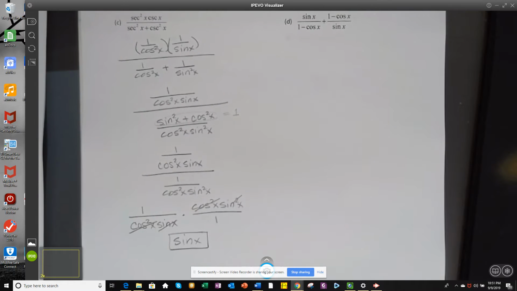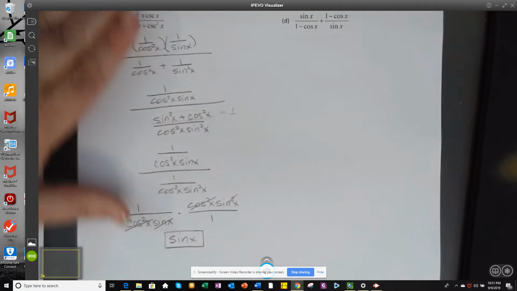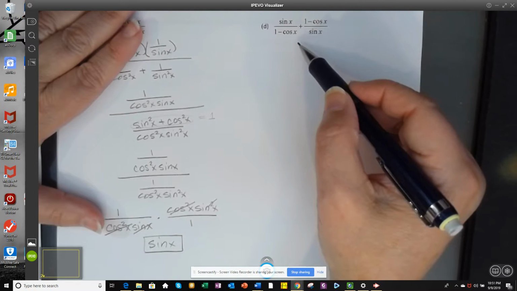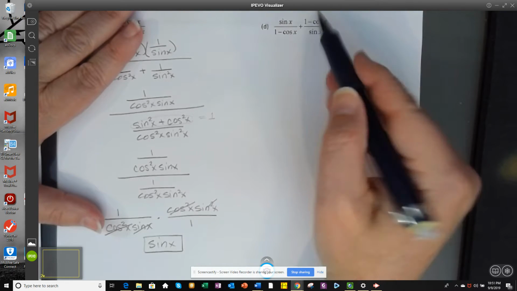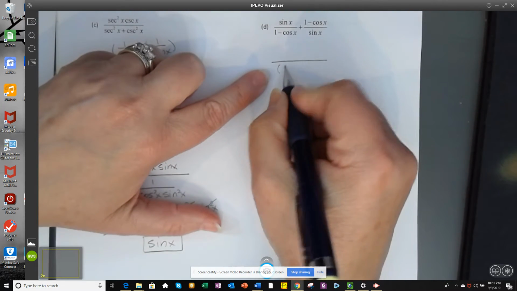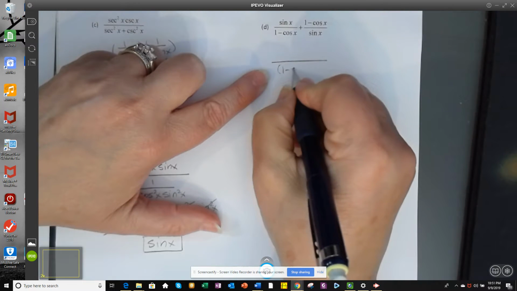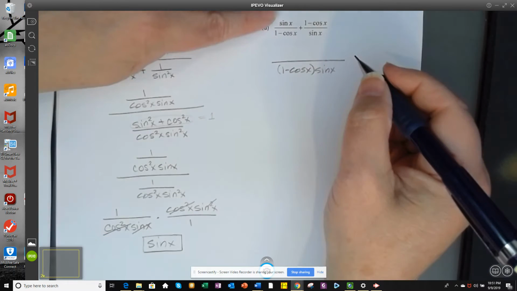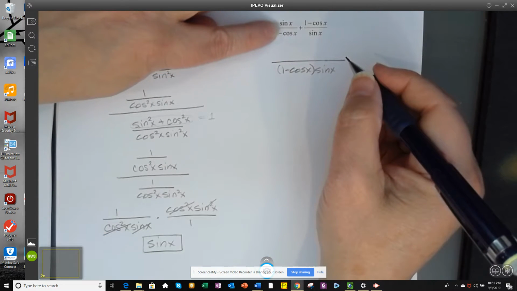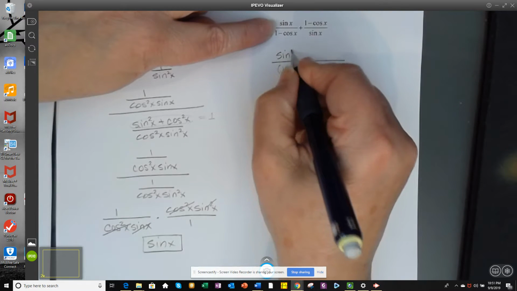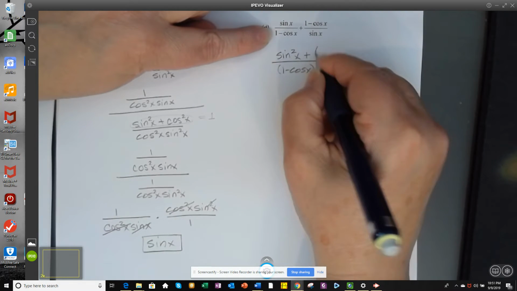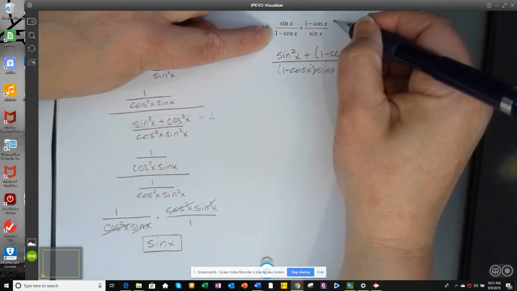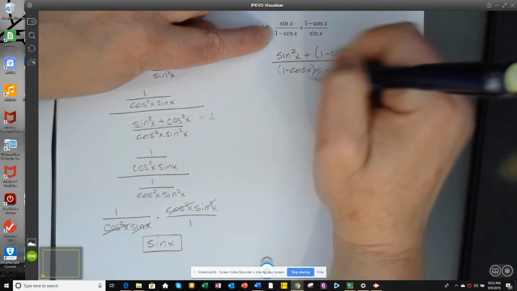Okay? Now, the visual clue here of what I have to do if I have two fractions I'm adding together, that means I have to find a common denominator. All right, so that's going to be easily enough. 1 minus cosine x times sine x. And I'm going to multiply this fraction by the sine x over sine x because I don't have that part of the denominator. And I'm going to get sine squared x. Plus, this would be 1 minus cosine x quantity squared because I have to multiply this one by 1 minus cosine x over 1 minus cosine x to get that same denominator.